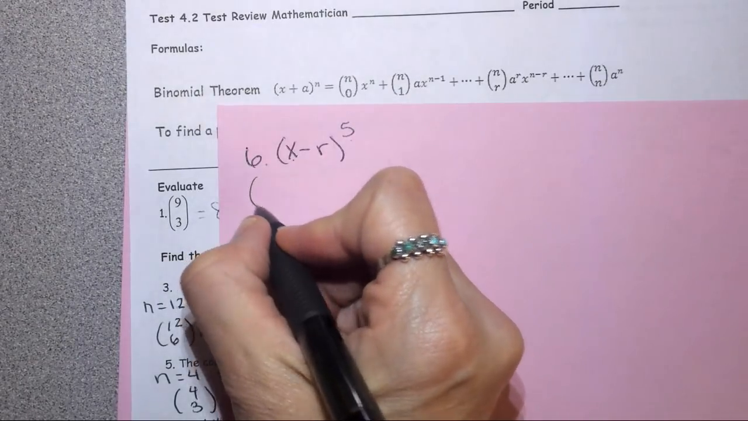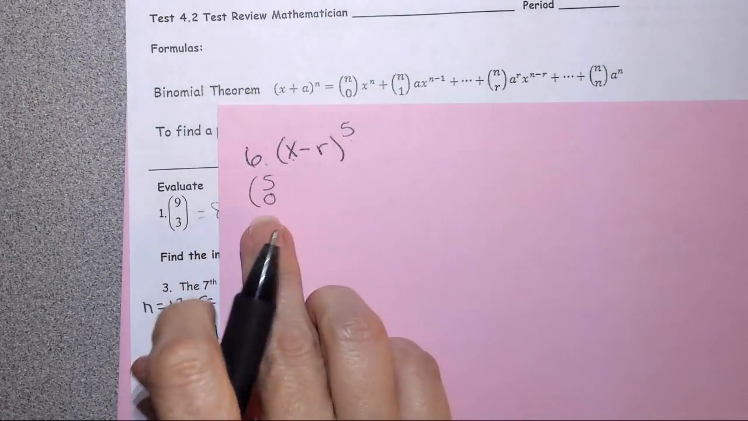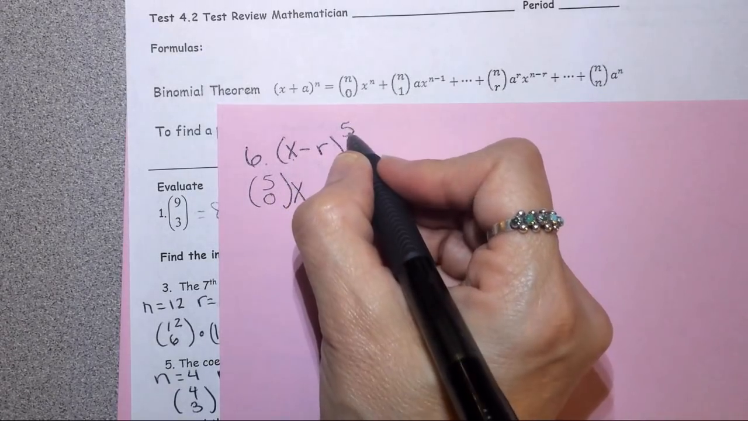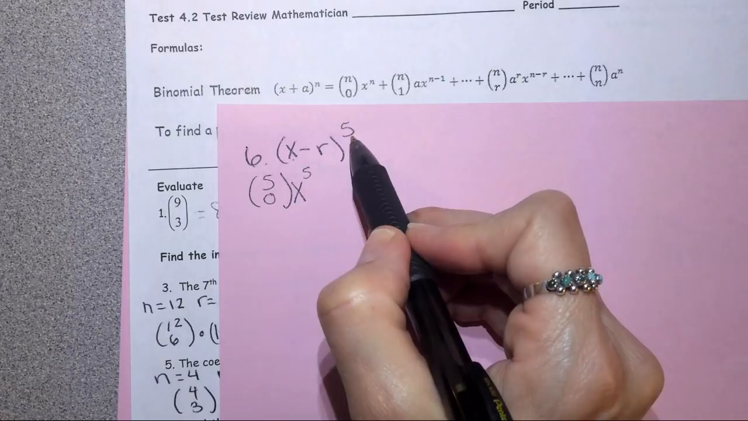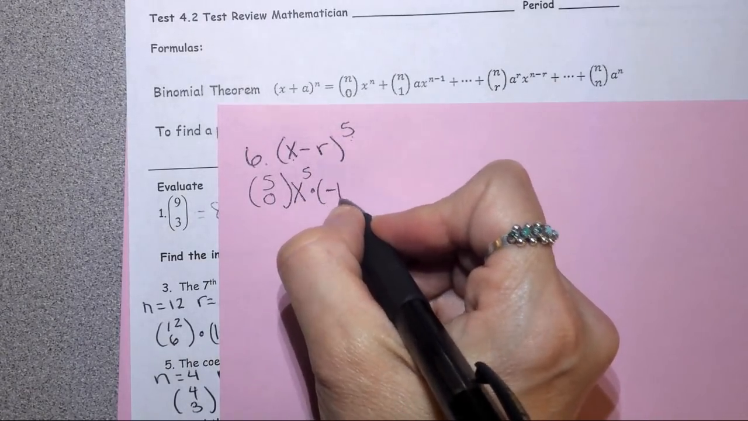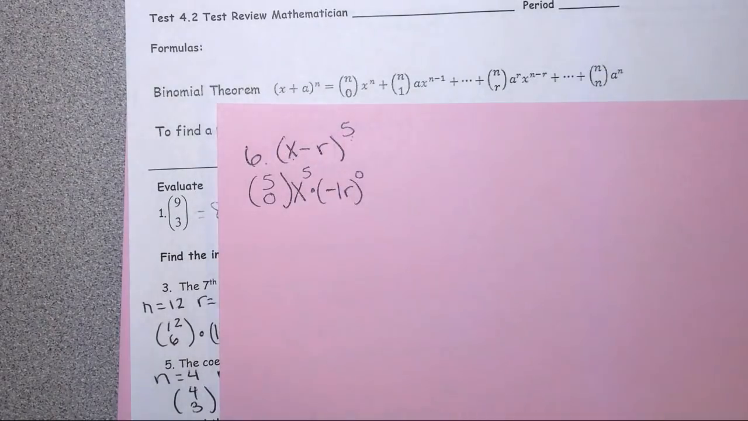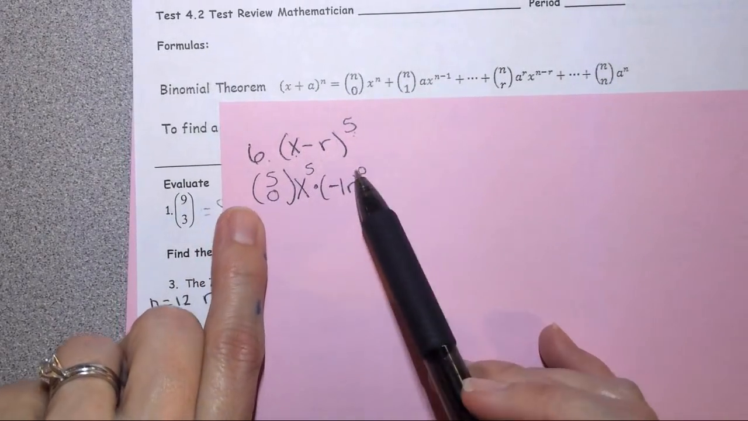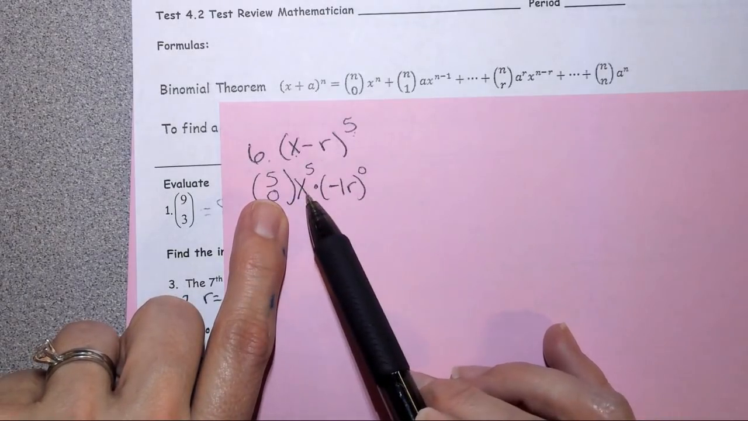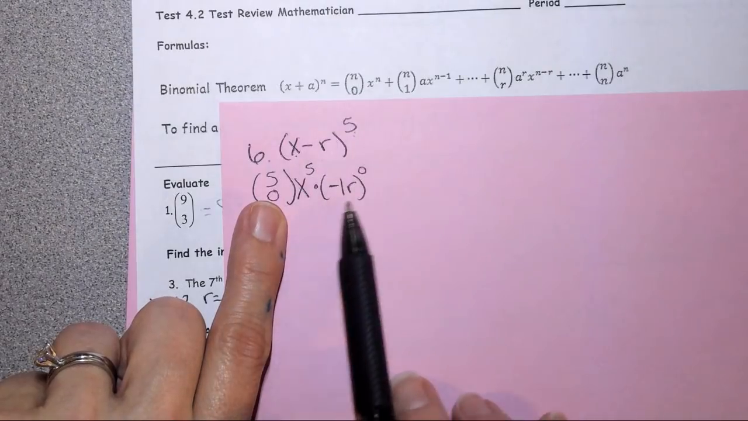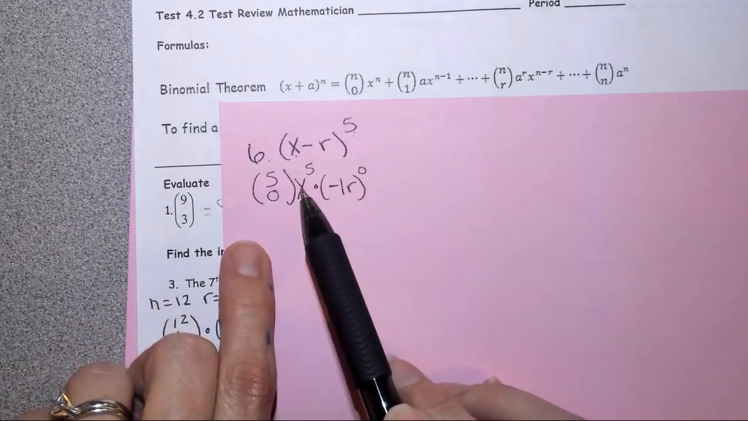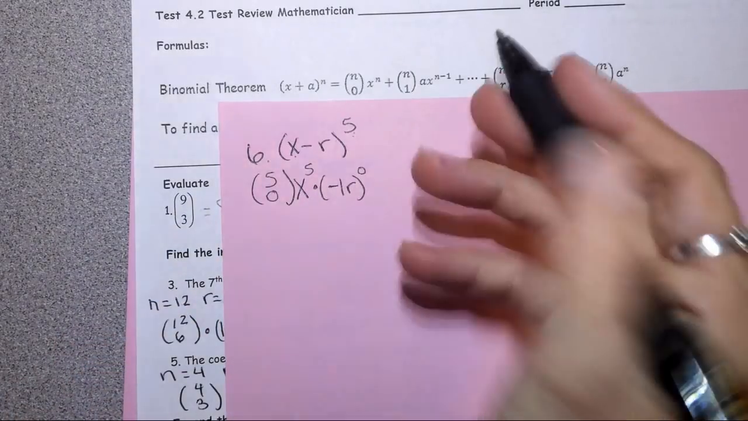So you're going to take the power up the top, 5, choose 0. It's always going to start at 0. And then you're going to take your first term, which is x, and you're going to raise it to the power that's out here. Times, you're going to take your second term, negative 1r, and raise it to the 0. So here's what's going to happen in the pattern. The first and the last are going to start at 0, and the middle term is going to start at the power. And as I move to the right, the two on the outside are going to go up by 1, and the one in the middle is going to go down by 1.